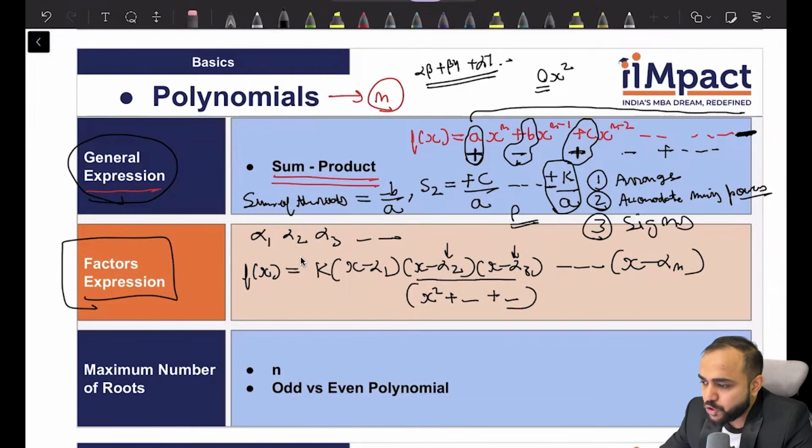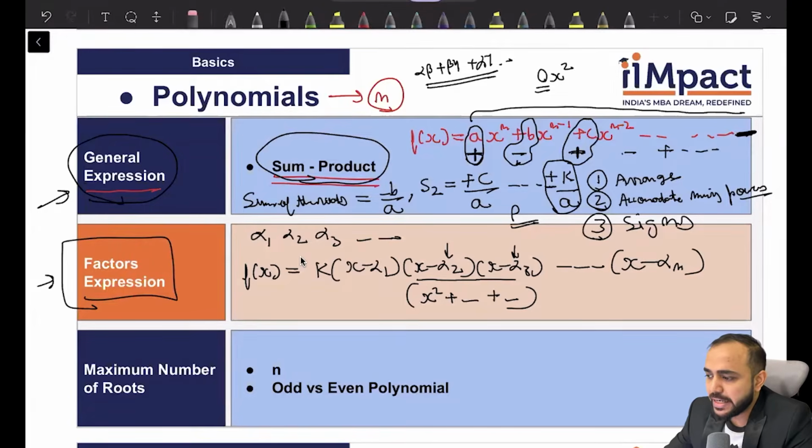Doesn't matter. The use case for this I will show you towards the end of the class, but this is another expression that you can have for your polynomial. So you have a general expression which is predominantly used for some product of the roots, and you have a factor expression which is predominantly used for sign changes and remainder theorem. So we'll quickly come to those things. But for now, let's park it and move forward.